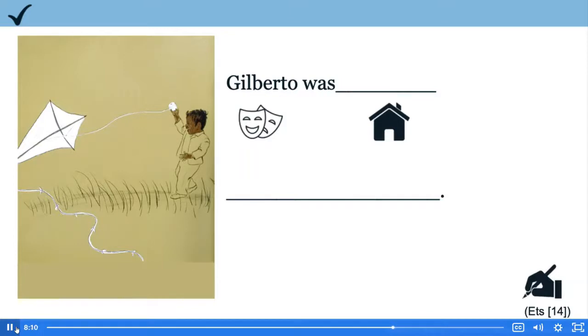Now, first, look at the picture. And think about these questions. Who is the main character? What is the setting? And what is Gilberto doing? And you can use the sentence frame you see on the screen to help you write. When you're ready, pause the video and use the sentence frame Gilberto was to write the first sentence of your story.